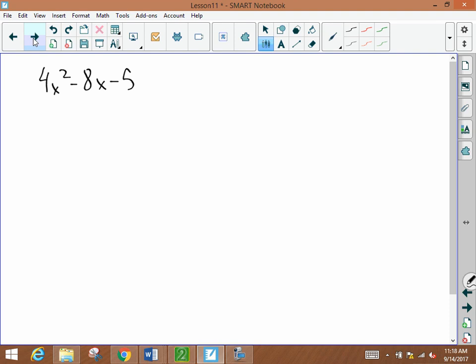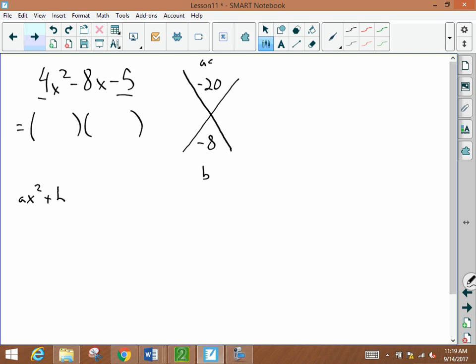Let's go X box method. So in other words, I want to make this look like that, all right? So I'm going to get out my X box. So up here, this is A times C in this case, right? In other words, I need to multiply 4 times negative 5, and that's going to go there, all right? That top box is always the product of A times C. The bottom box is B. Remember, these are in the form ax squared plus bx plus c. That's why I'm getting those A, C, and B from.